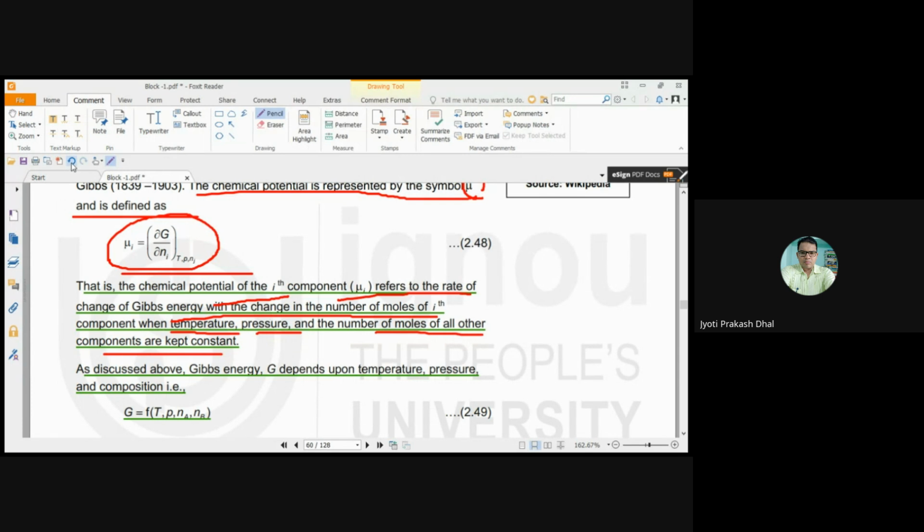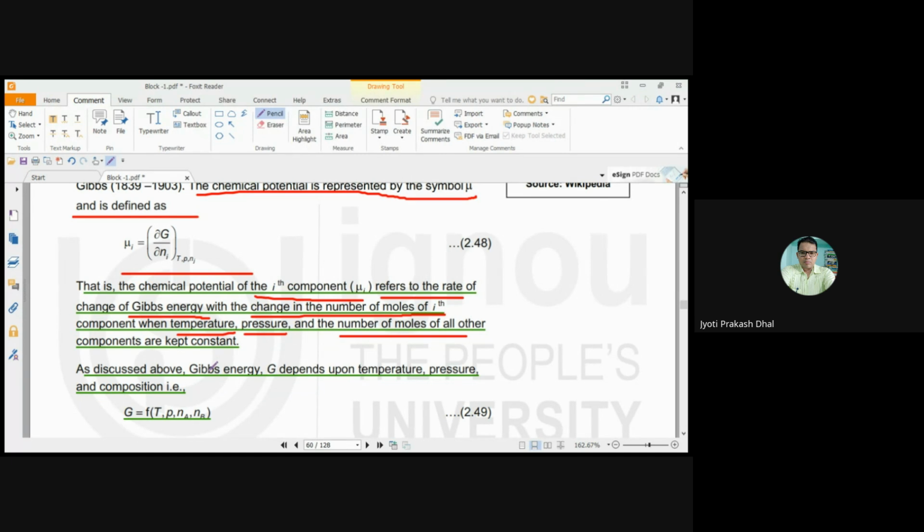Again, going to the definition of chemical potential: the chemical potential of the ith component, mu i, refers to the rate of change of Gibbs energy with change in the number of moles of the ith component when temperature remains constant, pressure remains constant, and the number of moles of the other components except the ith component are kept constant.